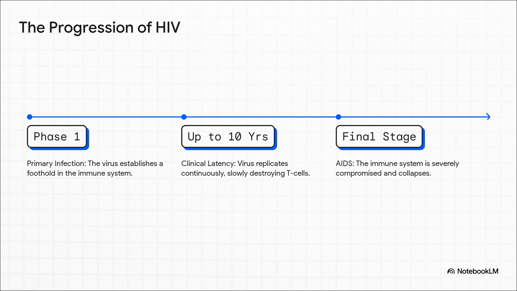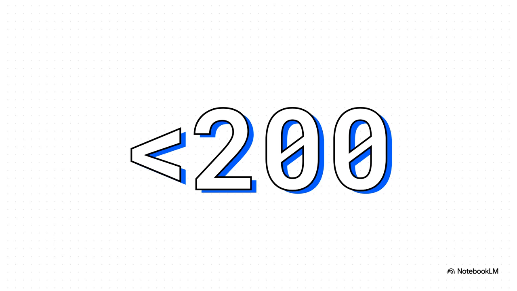And during this whole silent phase, which can last for years, the virus is anything but dormant. It's replicating like crazy, mostly in the lymph nodes, and it is slowly, methodically wiping out those crucial CD4 T cells. And this number right here, this is the tipping point. A healthy person has anywhere from about 500 to 1,500 of these CD4 cells in a tiny drop of blood. When that count drops below 200, the immune system is considered critically compromised. That is the clinical definition of AIDS.